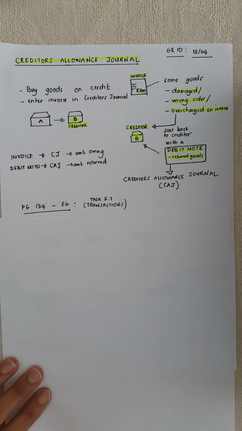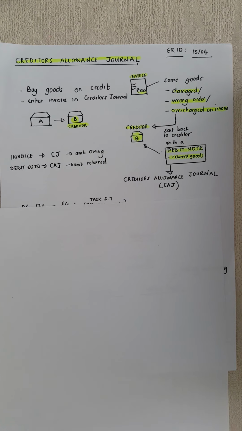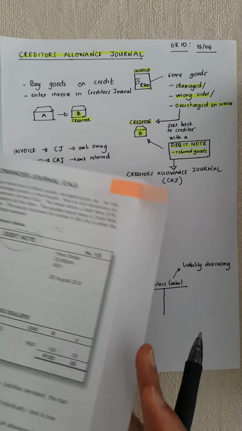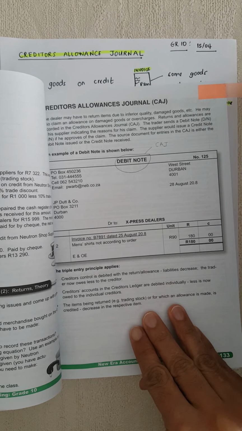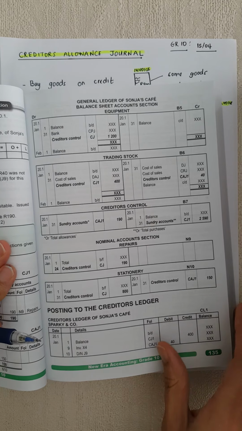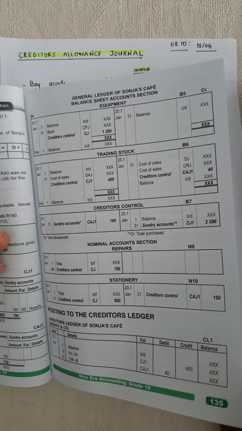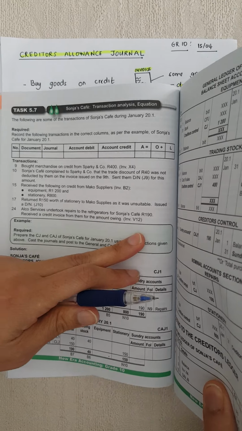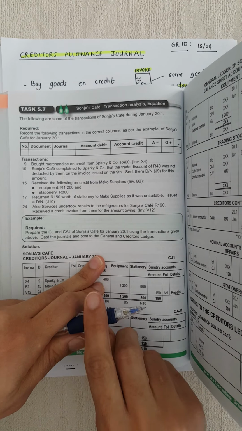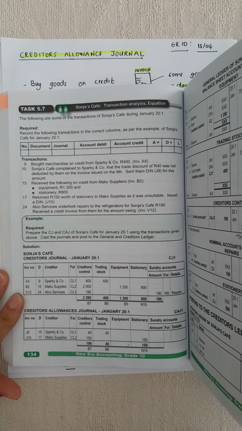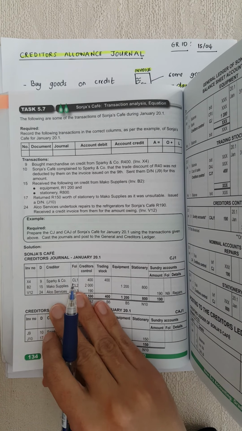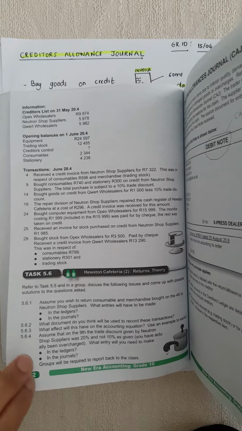So let's go to page 134. I'm going to go through exercise 5.7 with you, right? So in your textbook, we're on page 134, and there's a nice example here, and I just want to go through this example with you so it'll be easy for you to understand how to do the creditors allowance journal. So let's read through this. You remember the one we did in the other video?